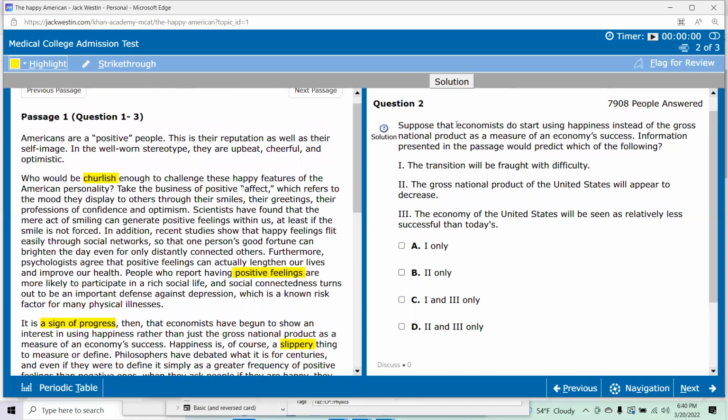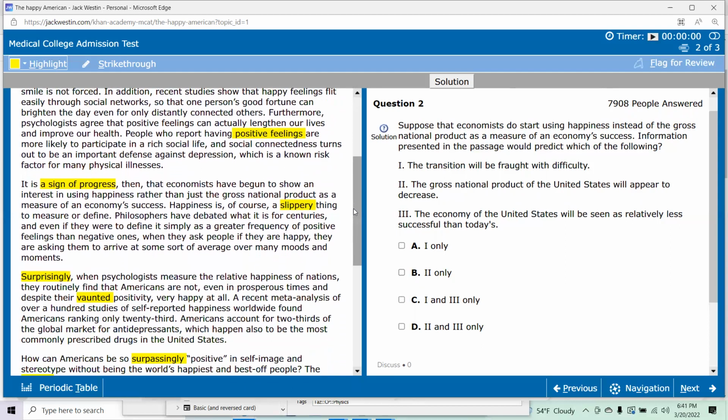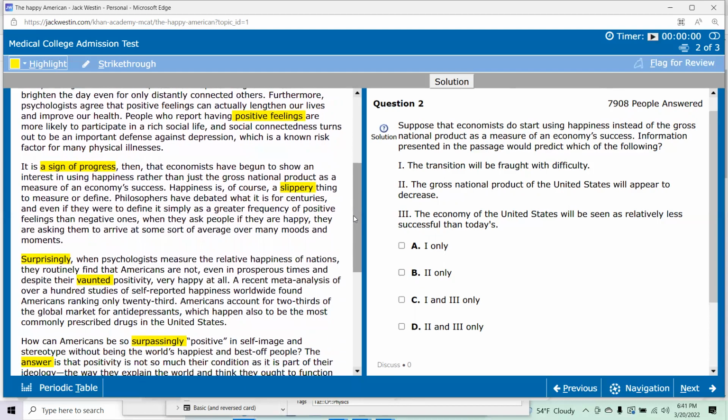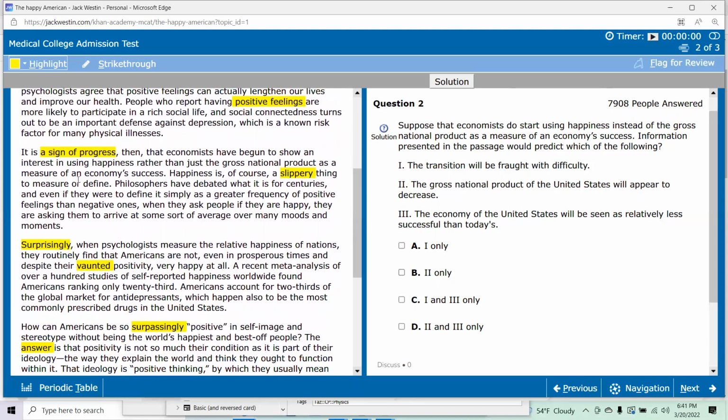And so he's talking about, suppose that economists do start using happiness instead of the gross national product, right? So which paragraph should we go to look at this? I think the second one, a sign of progress, right? So he said the transition will be fraught with difficulty. So let's read this and think about will this be true or will this be false according to him?